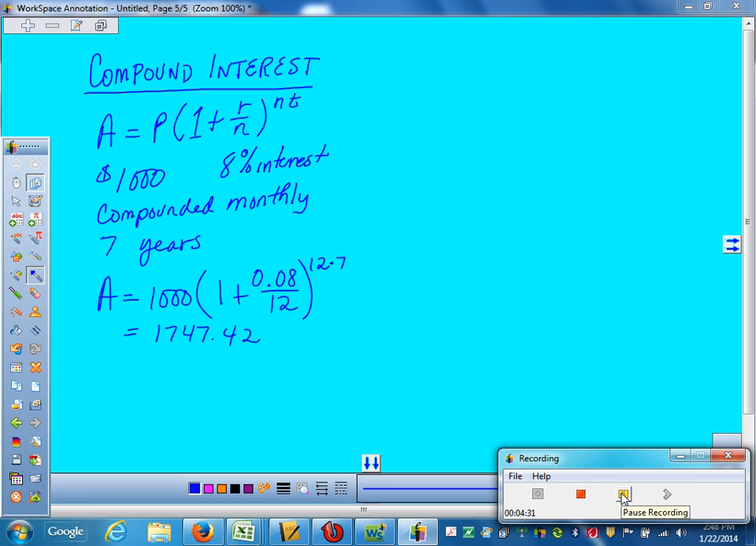It's like, here in recent years, it's been less than 1% on an ordinary savings account. It's been horrible. Horrible.